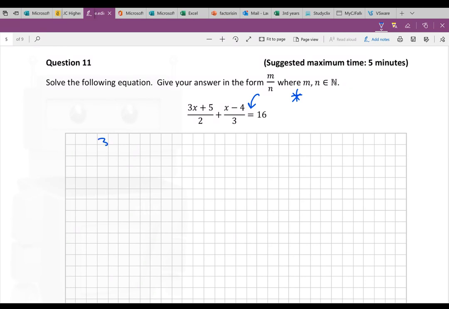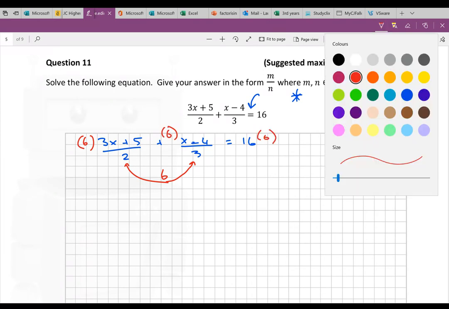Okay, so let's take (3x plus 5) over 2 plus (x minus 4) over 3 is equal to 16. The very first thing I want to do is look at how I can get rid of this fraction. I want to get rid of 2 and 3 at the same time. If I multiplied this one by 2, I'd be able to cancel 2 top and bottom. And if I multiplied this one by 3, I'd be able to get rid of 3 top and bottom. So what number will both 2 and 3 go into? 6. So I multiply absolutely everything by 6.